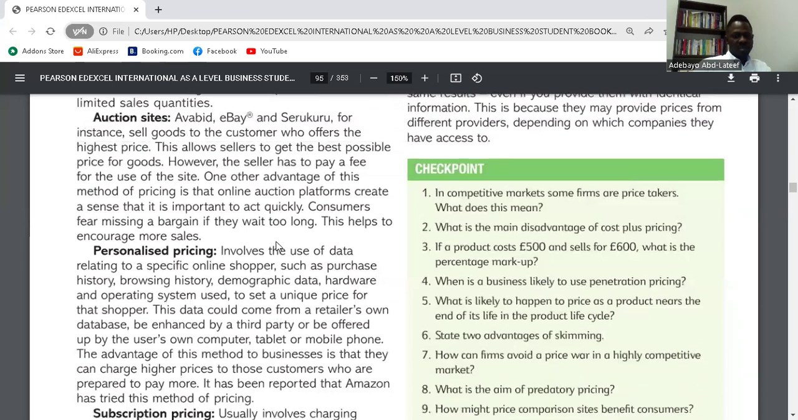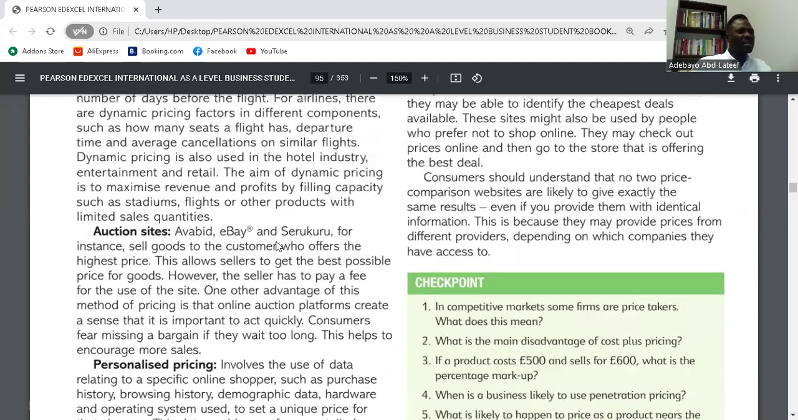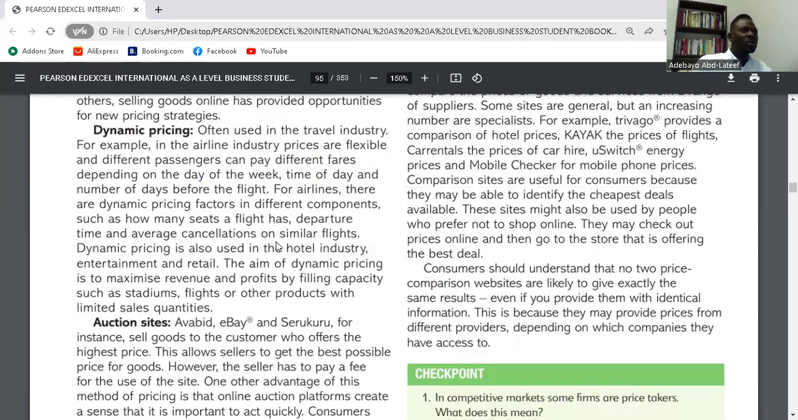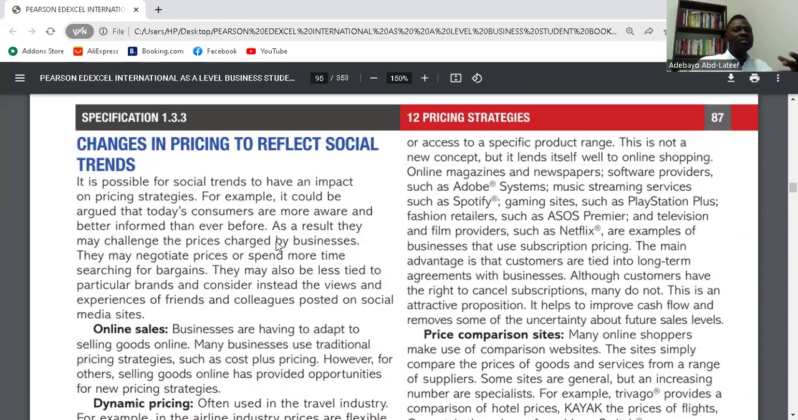Then subscription pricing usually involves charging customers a regular monthly fee for the use of a service. This is for the TV, the satellites, like beIN Sports and the rest. Or access to, okay, this is not a new concept, but it lends itself well to the online shop, online magazines and newspapers. So basically here, you're paying for subscription. You have access to it as soon as you pay for the subscription. They mentioned Netflix here, they have subscription pricing. So you have different packages, it's monthly, there's premium, there's compact and the rest. So that is what we call subscription pricing.